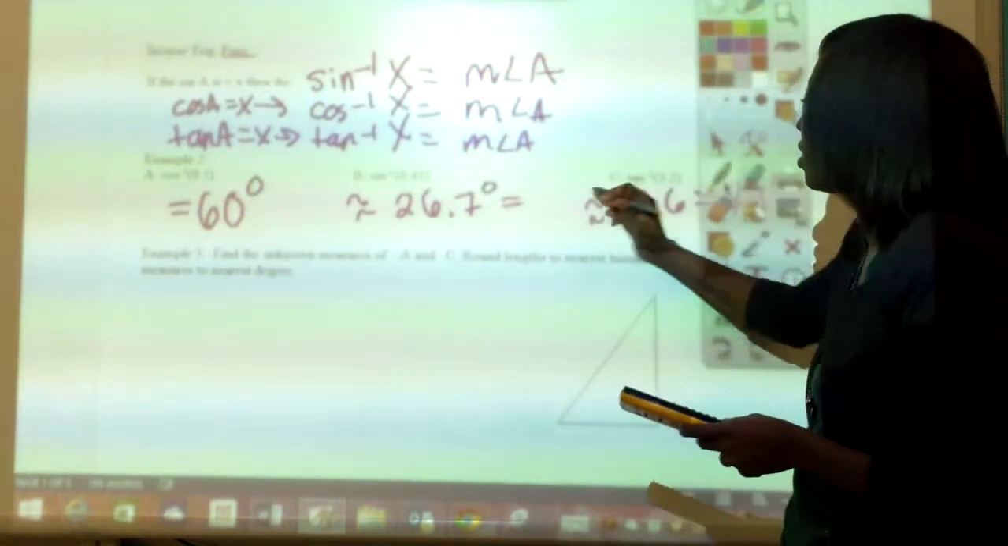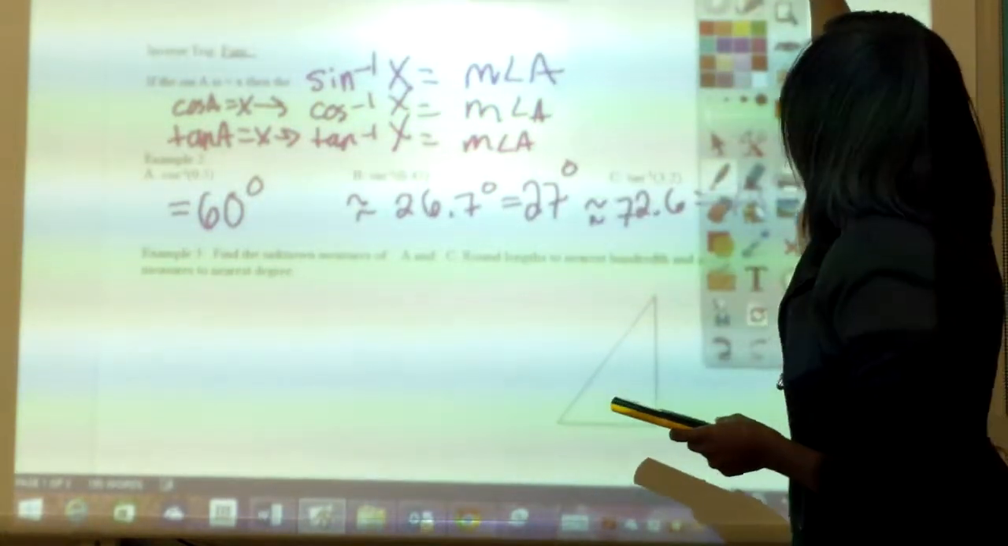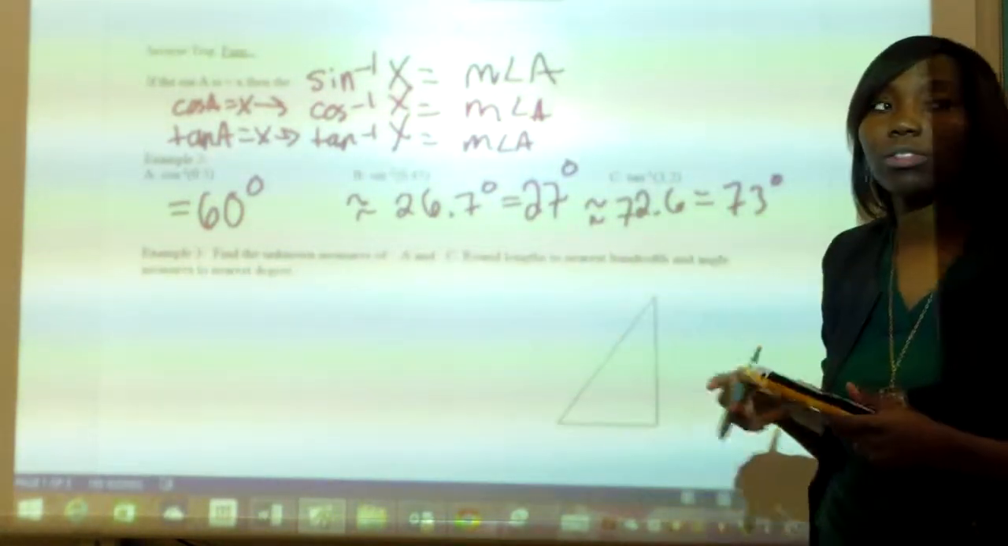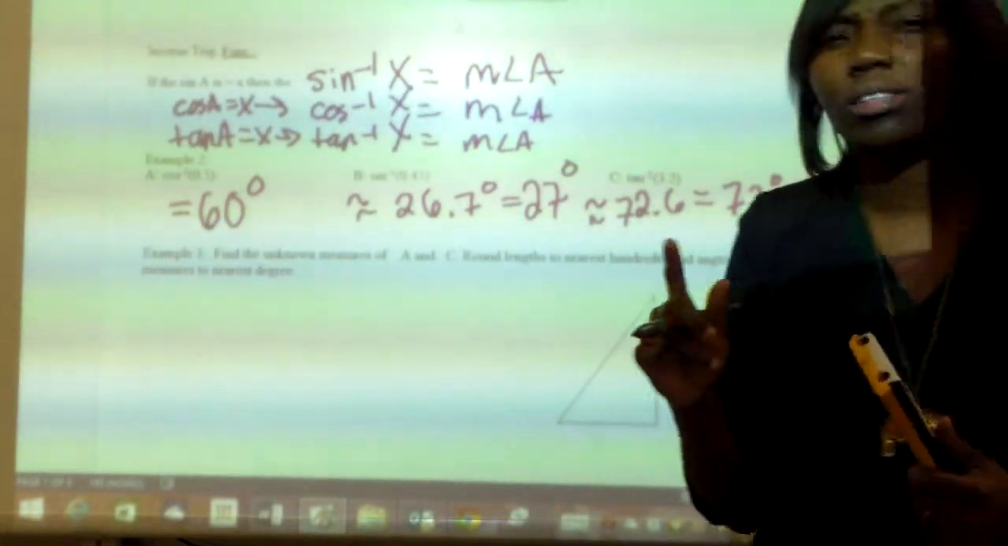26 doesn't round to 30, it rounds to 27 degrees. And so when we round those up, that's what it will look like. I'm going to pause right here for a second.